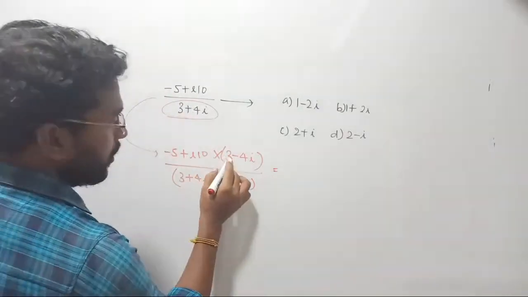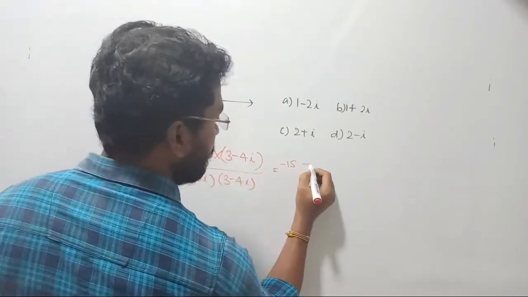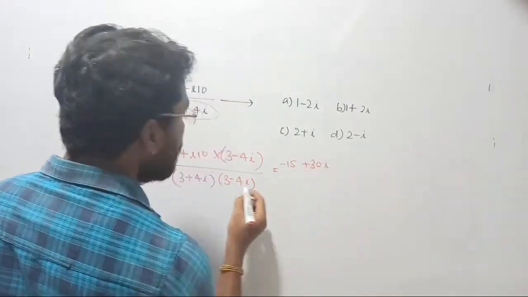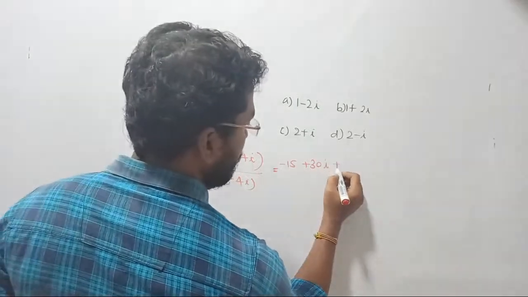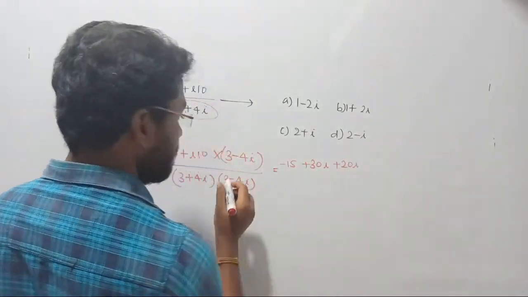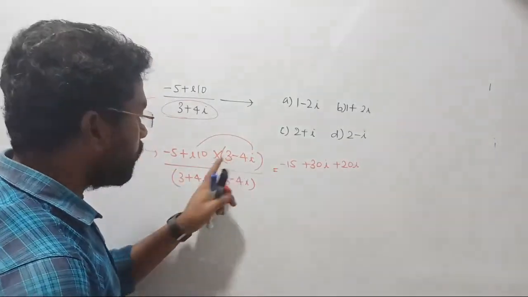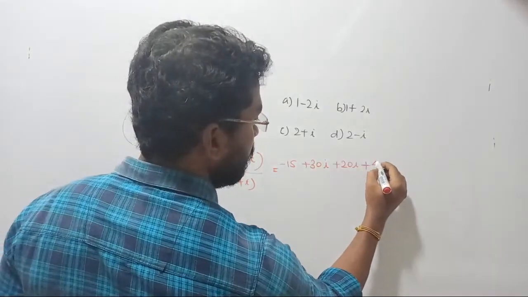In the numerator, 3 into minus 5 will be minus 15. 3 into 10i will become 30i. Minus 4i into minus 5 will become 20i. Yes, minus 4i into minus 2i, see there, i into i will become i square. That will give you one minus. Here we have one more minus. Minus into minus will become plus 40.